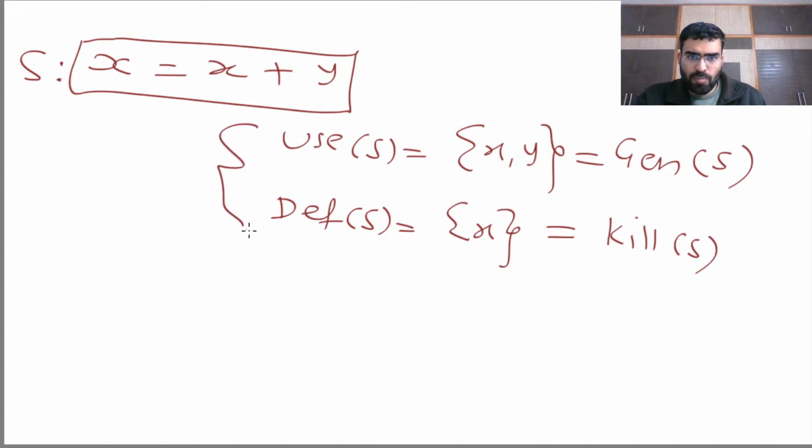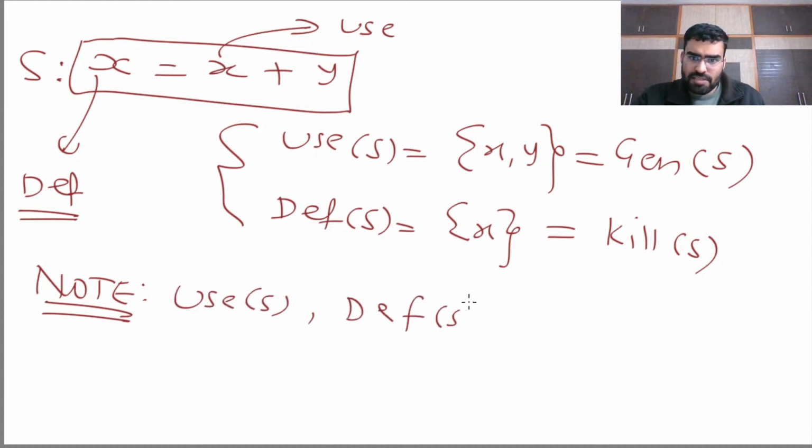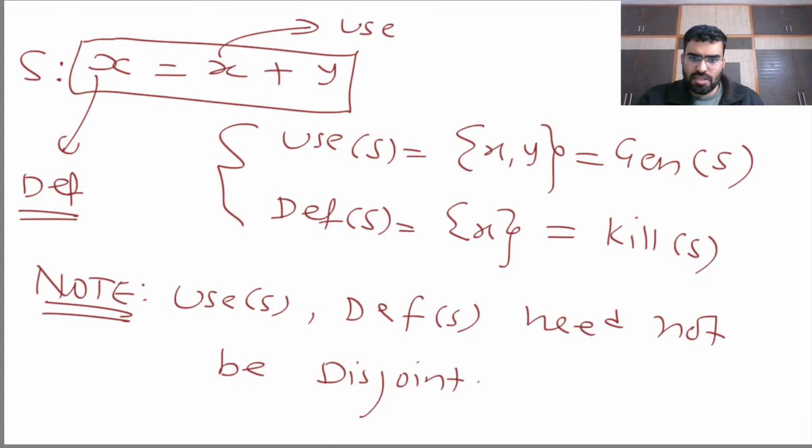The point is that they need not be disjoint. You can notice this x is generated also and this x is killed also. I can say this x is used also, so this is the use, and this is the definition. So first of all, note that use comma def need not be disjoint. Use of s comma def of s need not be disjoint. This is the whole point.